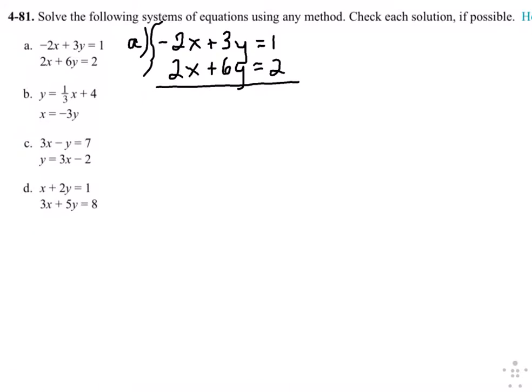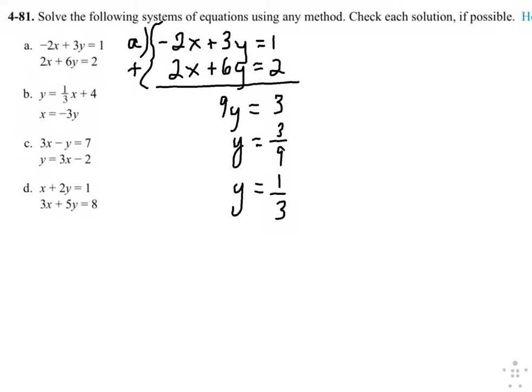And if we add those two, we get negative 2 and positive 2 is 0. 3 and 6 is 9y. Equals 1 and 2 is 3, right? We added the two equations, right? So divide by 9, so we get y equals 3/9, or y equals 1/3.